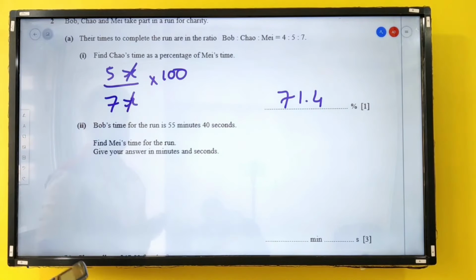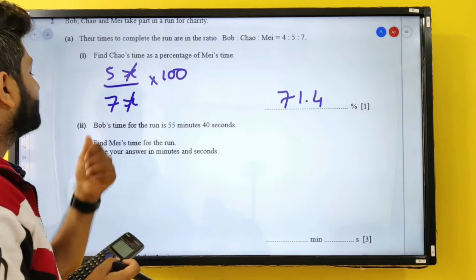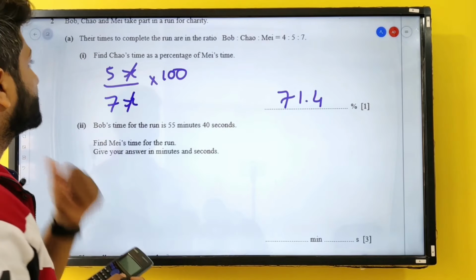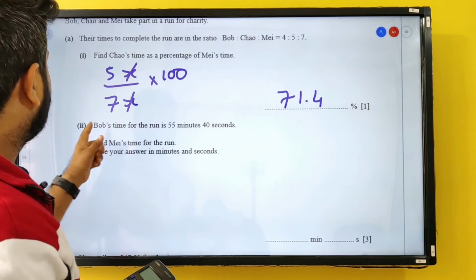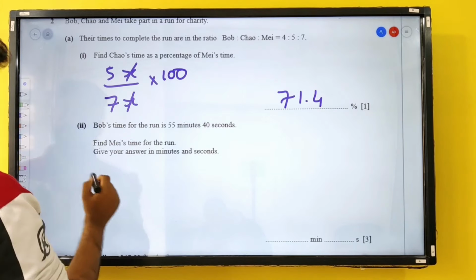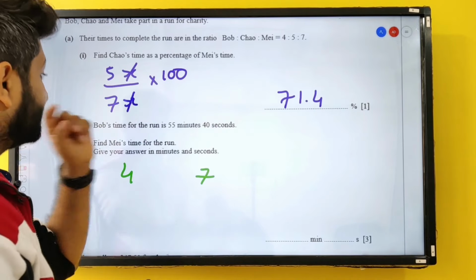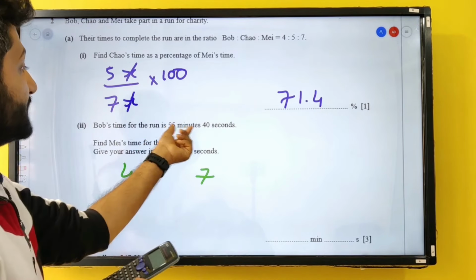Bob's time for the run is 55 minutes and 40 seconds. Find Mai's time for the run. Give your answer in minutes and seconds. So the ratio of Bob's and Mai's times is 4:7. Let me find the time needed in seconds.